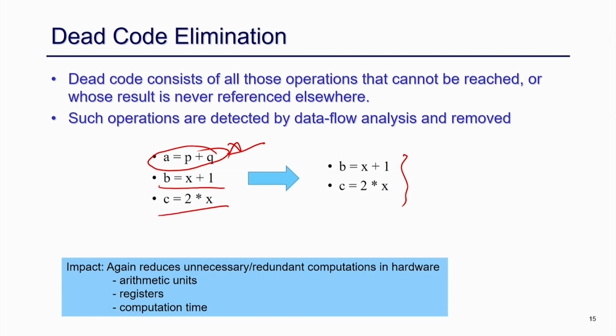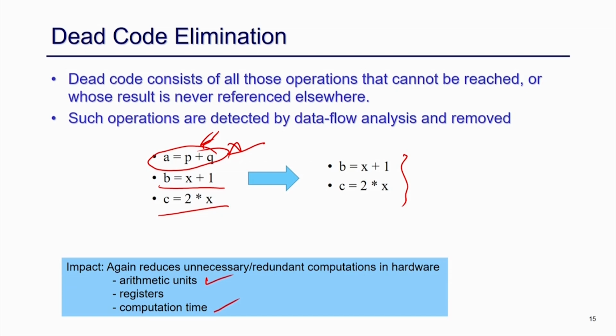So, what kind of impact might dead code elimination have? Obviously, I do not have to execute this p plus q. So, it will reduce the number of arithmetic units, because I do not need to execute that, and also I do not have to execute this. So, I may save some computation time, because I do not need another resource to execute that. So, that might reduce the number of time steps required to execute.